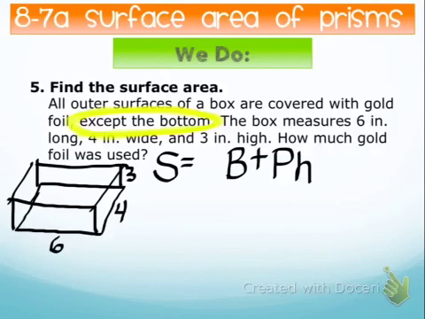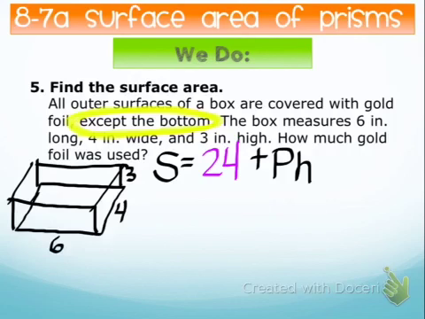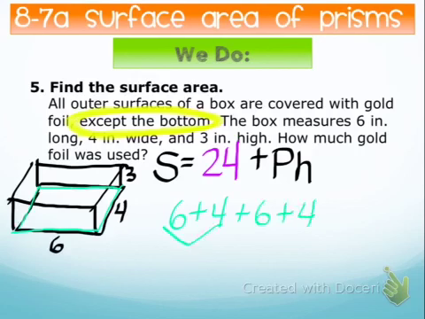So let's go ahead and find B. B is going to be a rectangle, so it's just going to be length times width, which is 6 times 4. So our capital B is equal to 24. Now we need to find the perimeter. The capital P is the perimeter of our base. So we're going to go around our base, which is 6, plus 4. The back side is another 6, and the far side over here is another 4. So we've got 10 there and 10 there, so that equals 20.